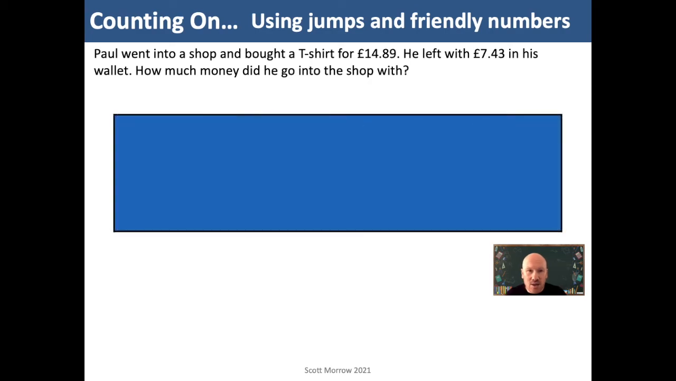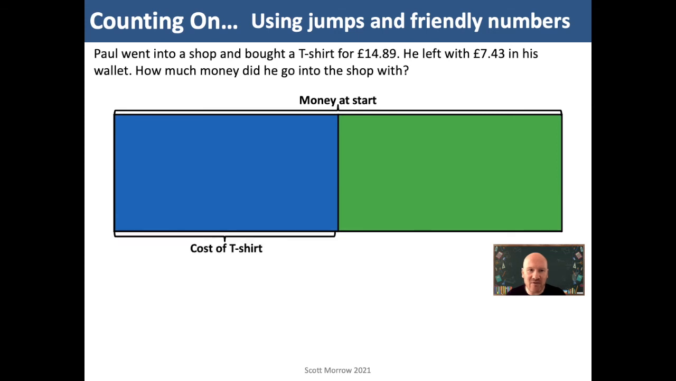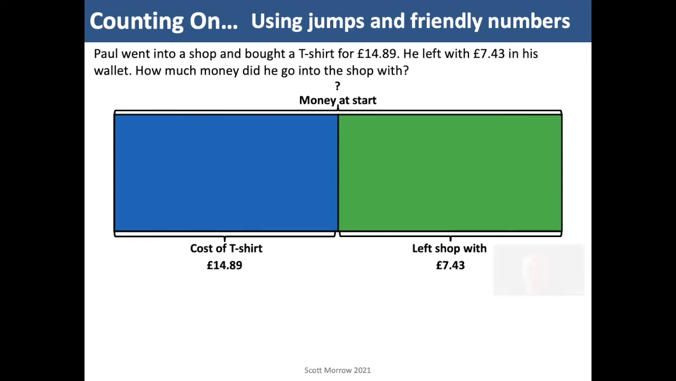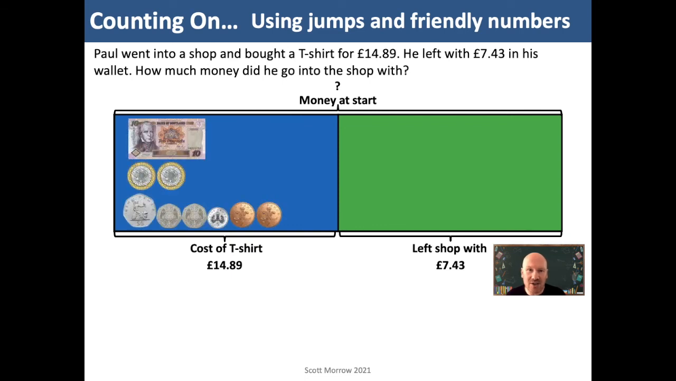Let's analyse. The whole amount is the amount of money he started with because that's all the money that he had. And we have two parts because he spent some of his money on the t-shirt and he left with some money. We know the t-shirt cost £14.89 and he left with £7.43. So once again, we've got a part-whole question where we don't know the whole amount. You may wish to use place value counters for this one, or as I'm doing, actual money.